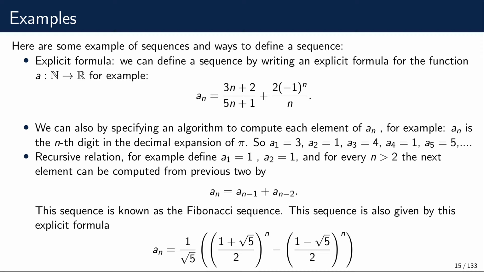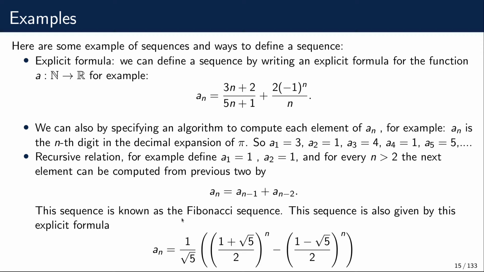Okay, and there's also this famous Fibonacci sequence, wherein we define the sequence by an algorithm again. We say that the first element is 1 and the second element is also 1, and then for every n that is greater than 2, we can compute the next element from its two predecessors. This is the rule for computation. So of course we can use this rule to compute that a3 is 2, and then that a4 is 2 plus 1, which is 3, etc.